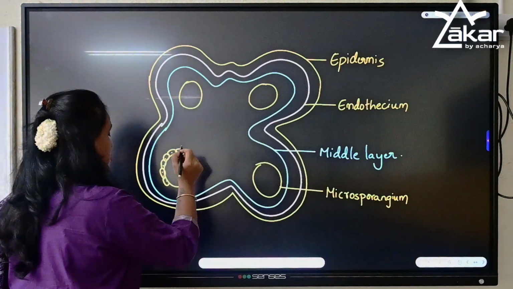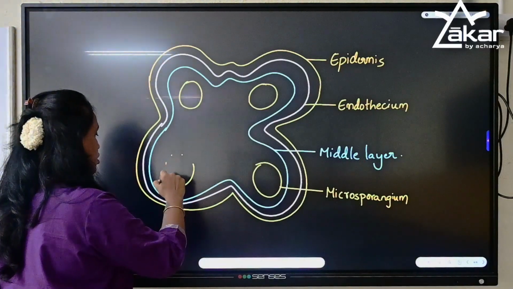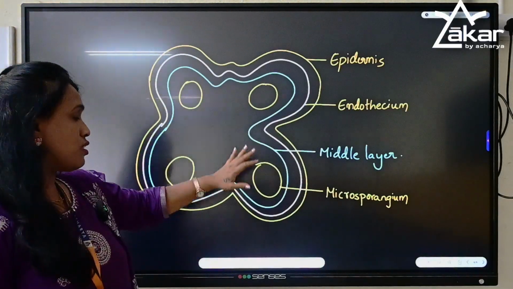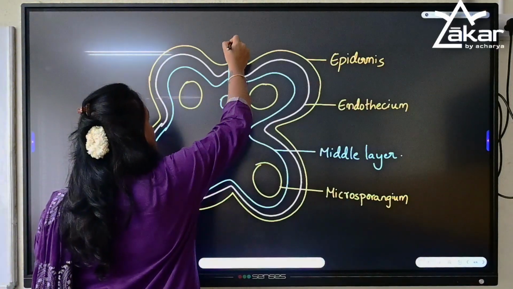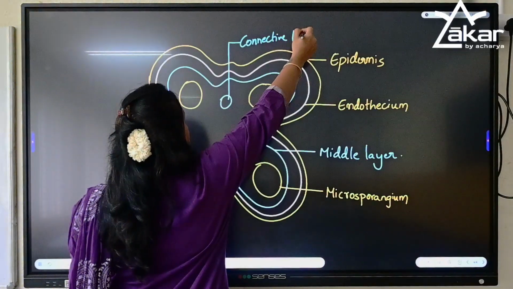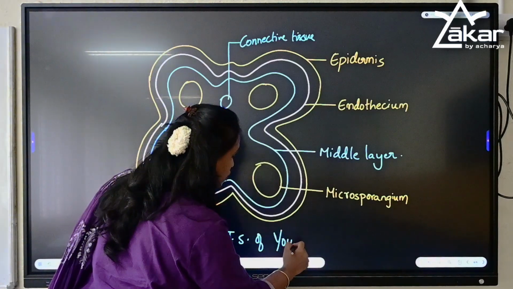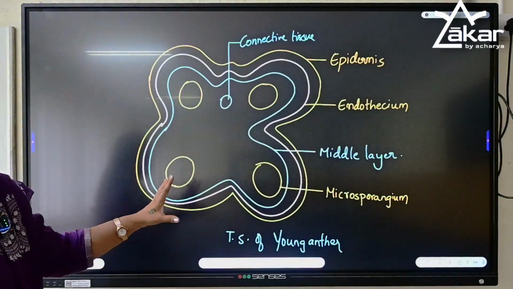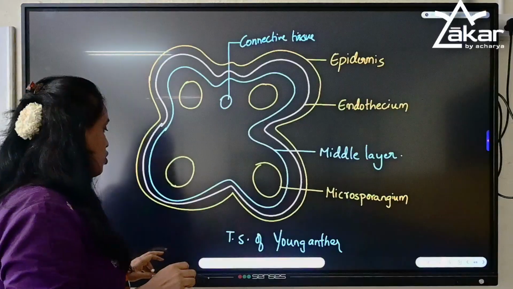In the textbook it is not there, so we will stop this one and go as per the NCERT text. So this is the young anther, and here we have to show the connective tissue. This is the connective tissue. So this is the TS of young anther. Now we have to just take this part, enlarge it and draw it. So how do we draw it?